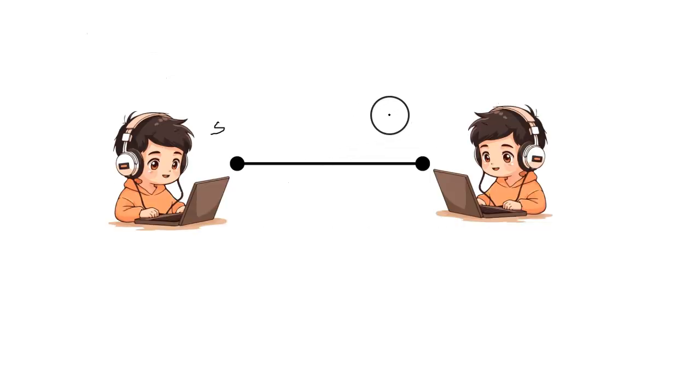Here in this diagram, you can see there are two devices. First one is the sender and another one is the receiver. So there is one communication link, that is the path between sender and receiver, which is reserved for the communication between these two devices only, that is the sender and the receiver.